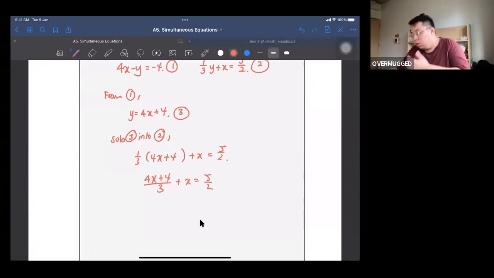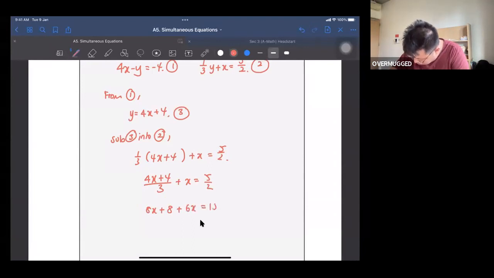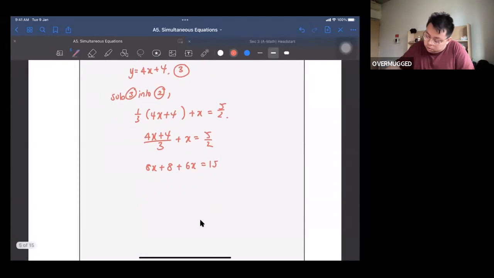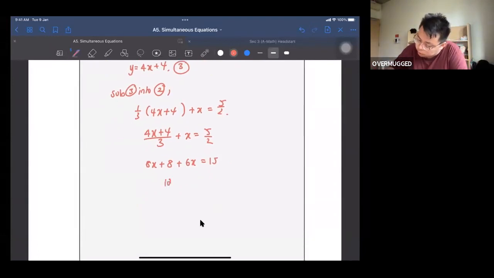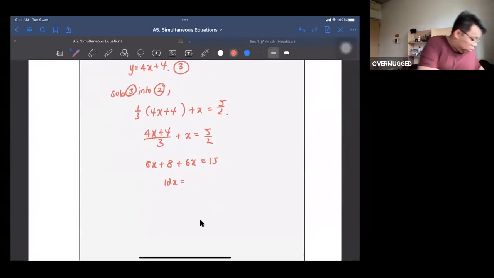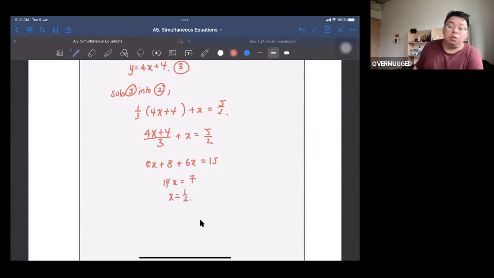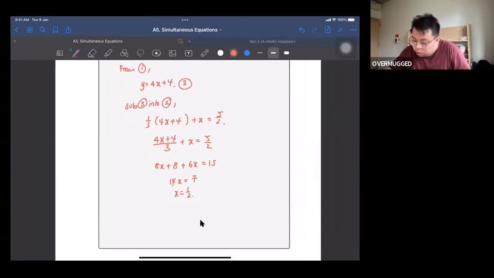I'll make a common denominator. So common denominator will be 6. So 8x plus 8 plus 6x equals 15. What I have done here is to make a common denominator of 6 by multiplying 2 on the left and 3 on the right. So what I'm left with here, 12x, I believe is 6. Sorry, no, that's not right. 15 minus 8 is what? 7. And this is 14x. Sorry, my bad. So 14x equals 7, x should be equal to half. Voila, very good.